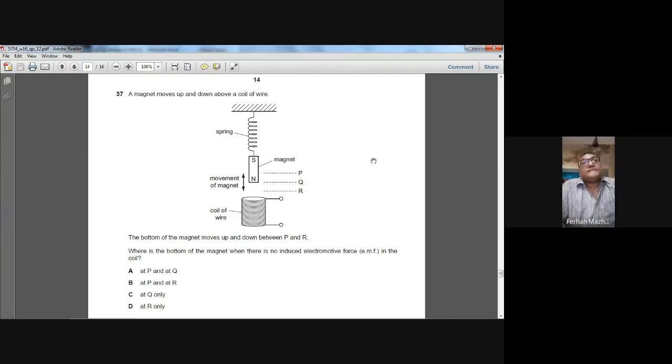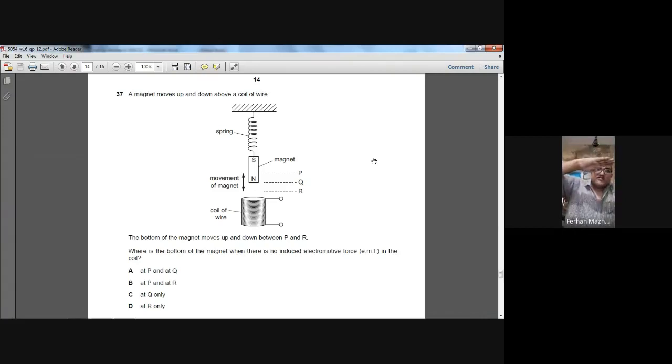The reason is, when this magnet is moving, the EMF will be produced. EMF will be induced whenever this magnet is moving. But whenever this magnet becomes stationary, the EMF induced is zero. EMF is only induced in the coil when the magnet is moving. The magnet is attached to a spring and it is vibrating, moving up and down.